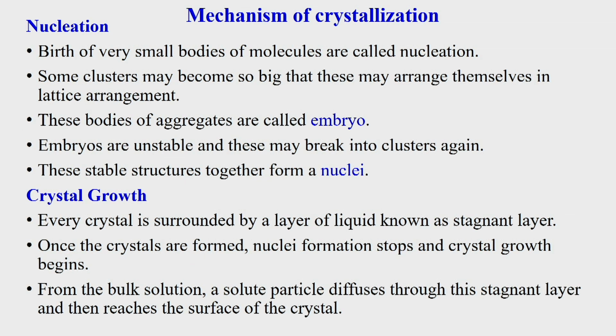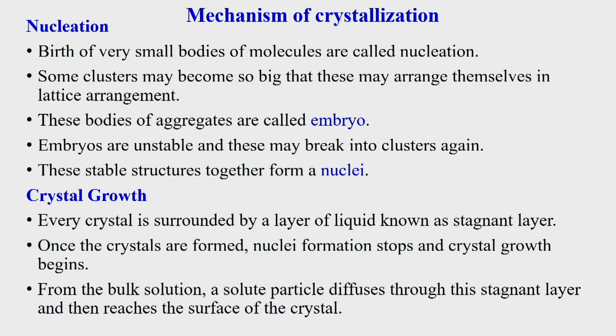Then we have nucleation, that is nucleus formation. The birth of these very small bodies of molecules is called nucleation or nucleus formation. Some clusters may become so big that they may arrange themselves in a lattice arrangement. In the beginning we also discussed that crystallization is a repetitive process, that it repeats the unit crystals in all 3 directions, in the x, y, z directions.